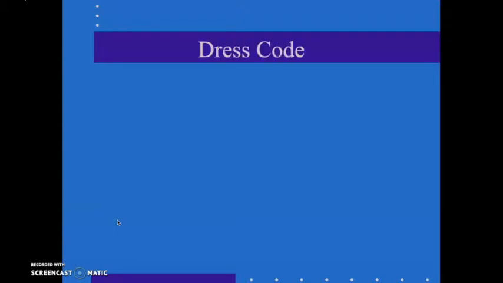So dress code. What do you know about dress code? What can you tell me about dress code? Remember, we're talking about in a safety environment or a lab safety environment.